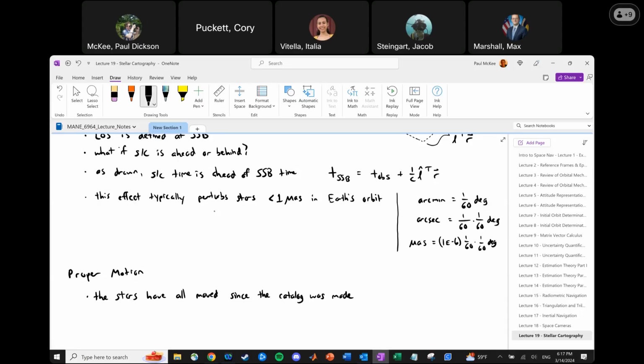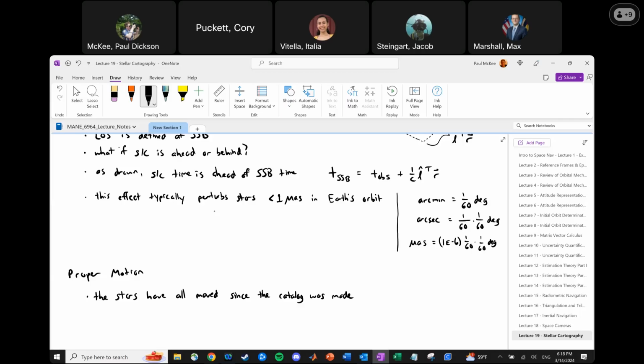So when the time comes to download the Hipparcos catalog, which you will need to do for this homework assignment, it will tell you the right ascension and declination in the J2000 frame at the J2000 epoch, meaning this is what the sky looked like on January 1st, 2000 at noon Greenwich Mean Time. Right? It has been 24 years since then, and some of the stars have moved a not negligible amount since then. Like we really do need to take that into account, right?